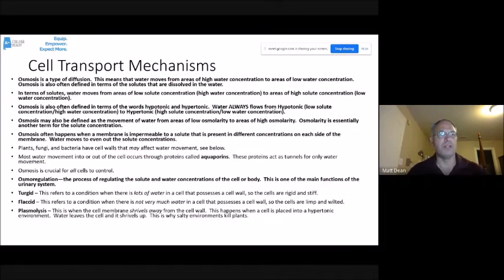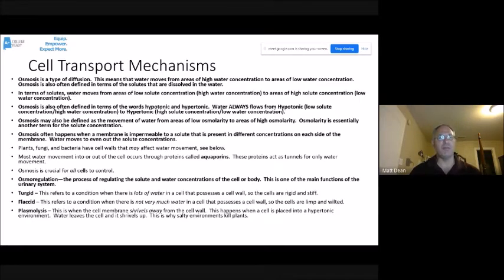All right, osmosis is another type of diffusion. It's a specific type of diffusion. It's the diffusion of water. Osmosis moves water, like any type of diffusion, from an area of high concentration, in this case, an area of high water concentration, to an area of low water concentration.